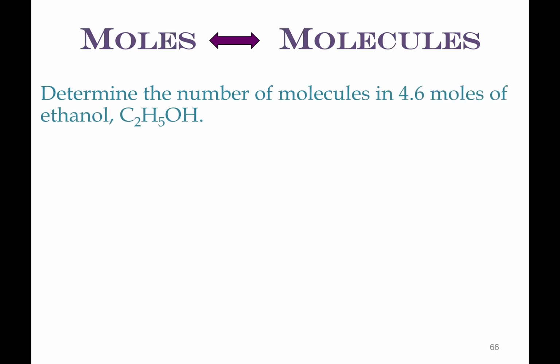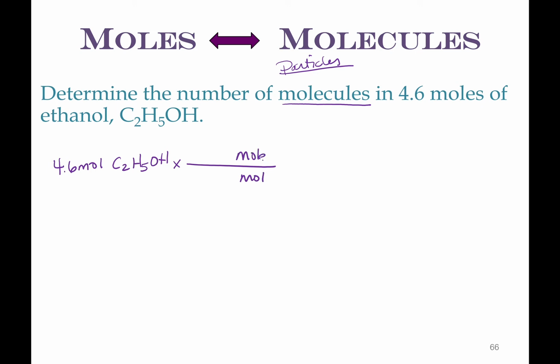Moles to molecules. So determine the number of molecules. Molecules is a particle term. So you should be asking yourself what type of number I might need to use. In 4.6 moles of ethanol. So we're starting with 4.6 moles of ethanol. And we want to get rid of moles and go to molecules.